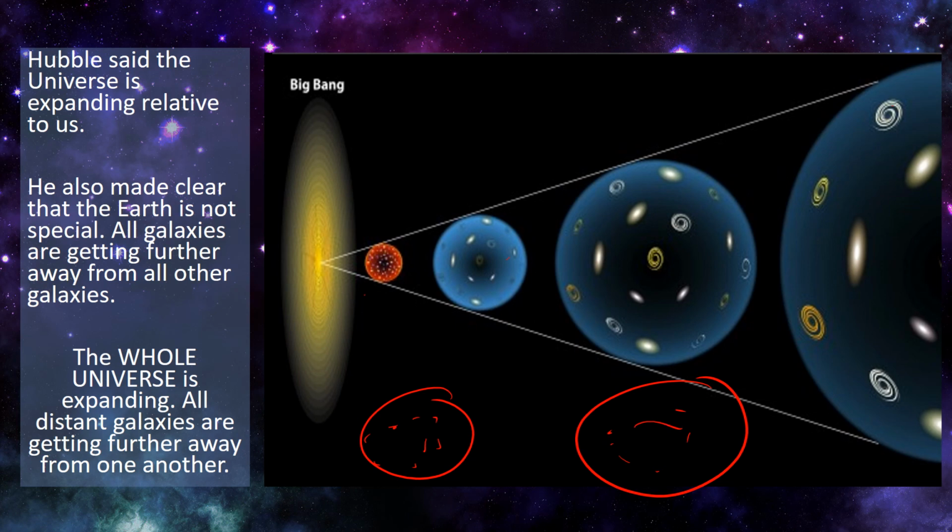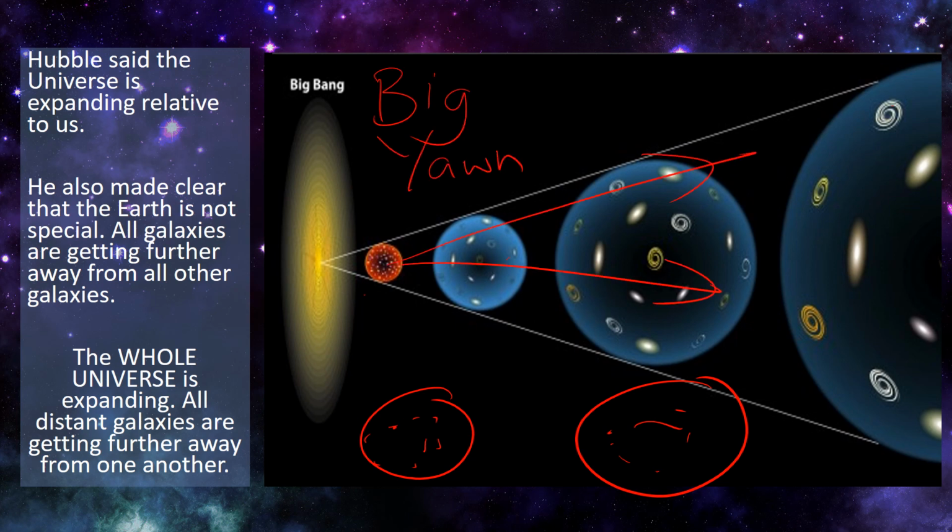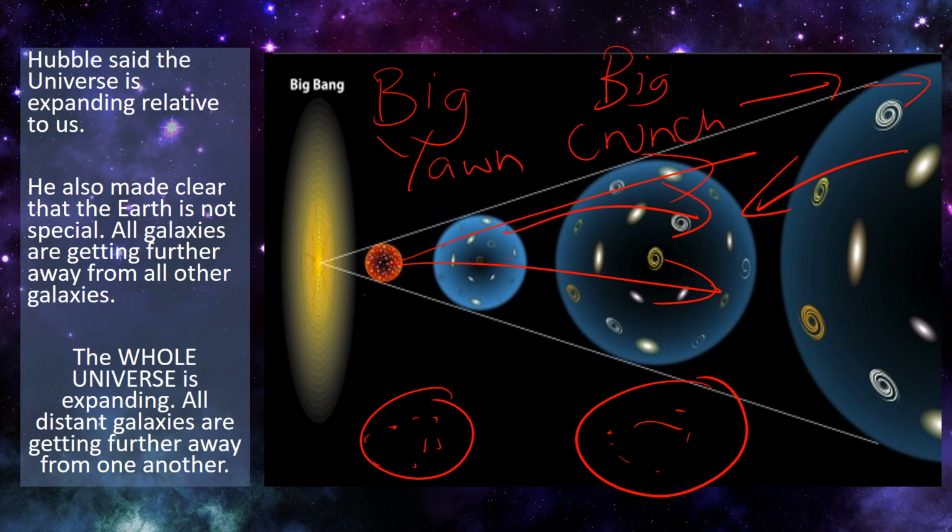People aren't sure what's going to happen when we expand to a certain point. They believe there's going to be something called the Big Yawn, where we keep moving outwards, and eventually we're going to run out of fuel and the universe is just going to go dark. The other theory is called the Big Crunch, where it keeps moving outwards and then elastically goes back and smashes into that one small point, and then it's going to go out again. Very interesting.